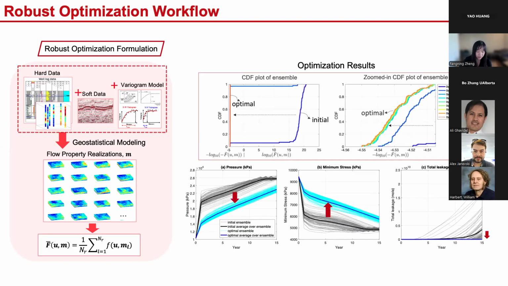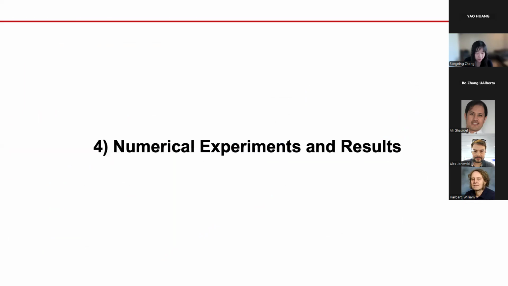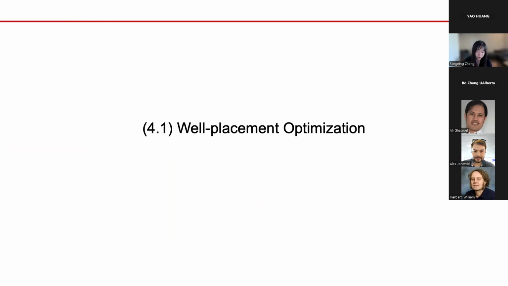This is just an example of one of my optimization results, which I'll show you later. With all this, I will show you the numerical experiments part with well placement optimization, control optimization, and robust optimization results. So let's first tackle the well placement optimization problem.